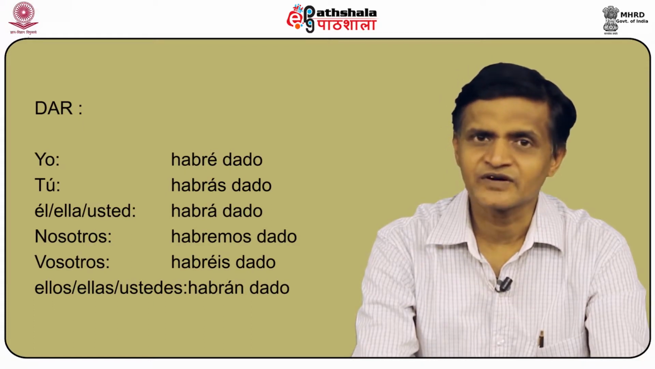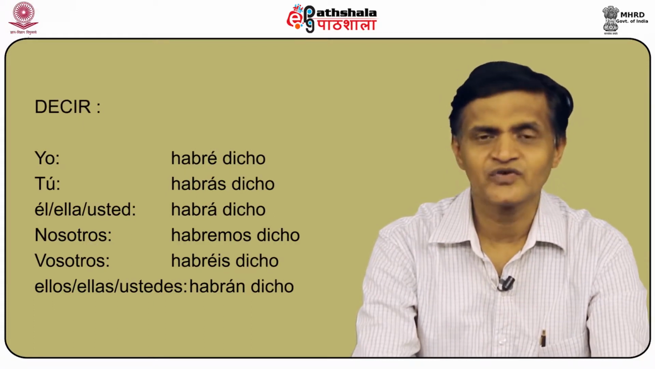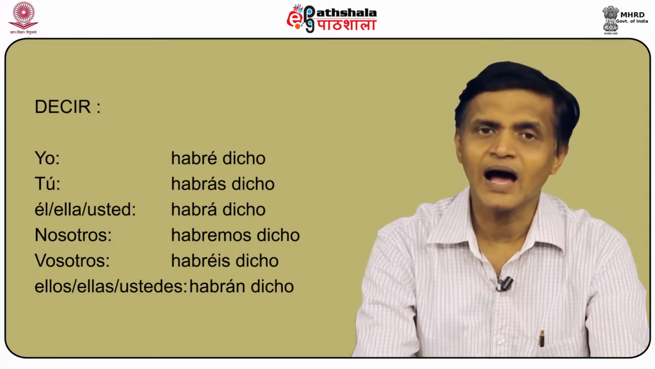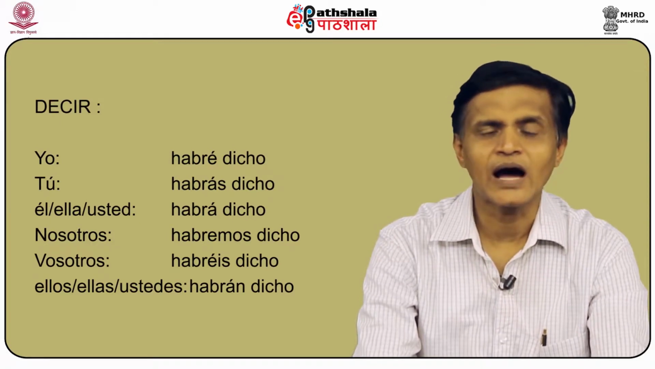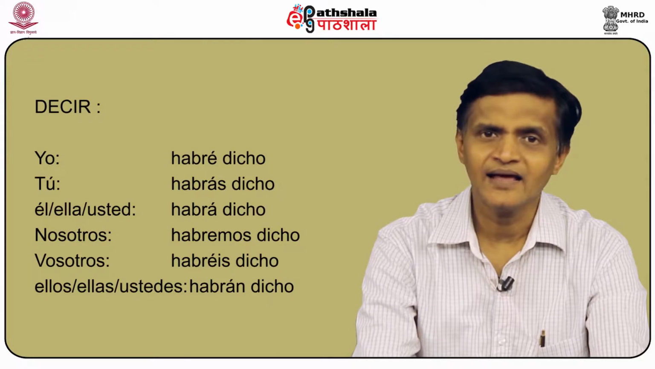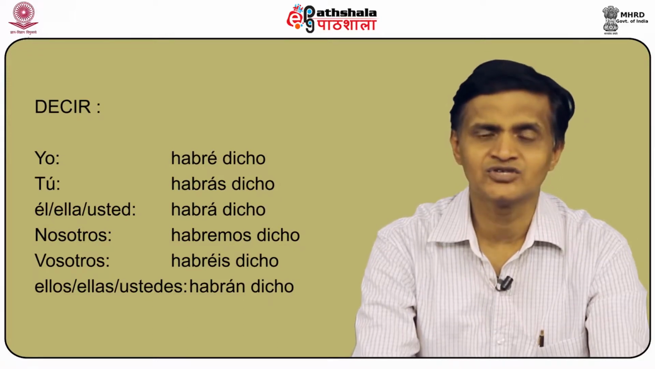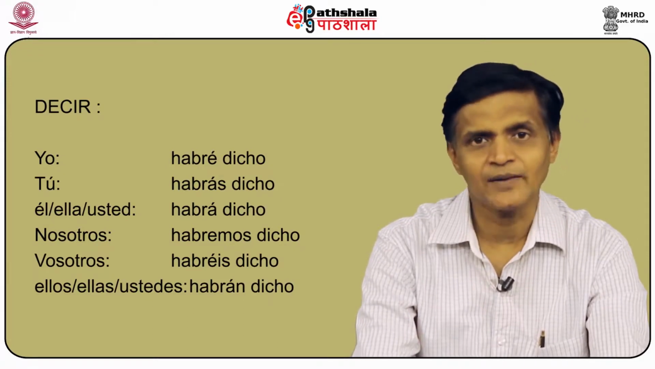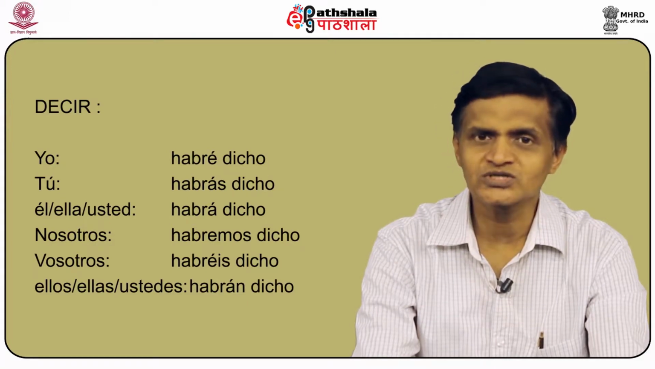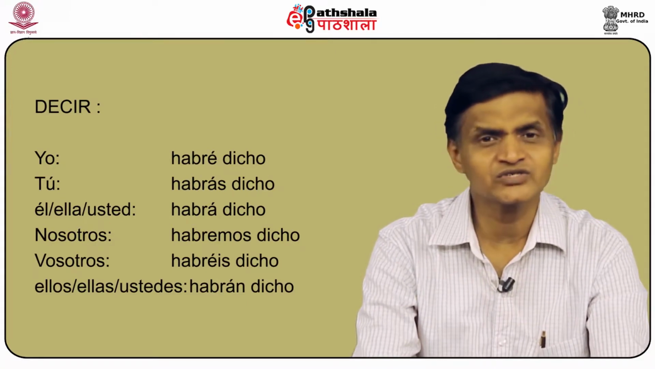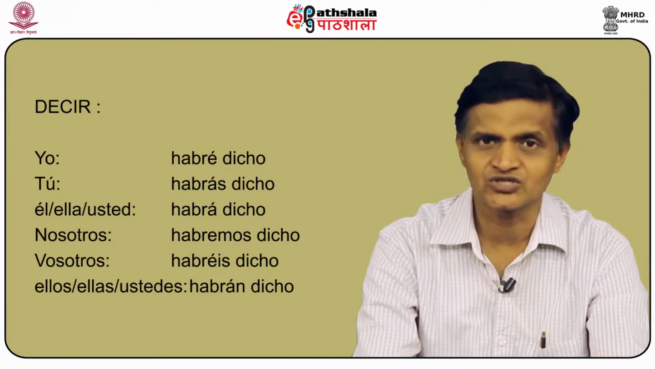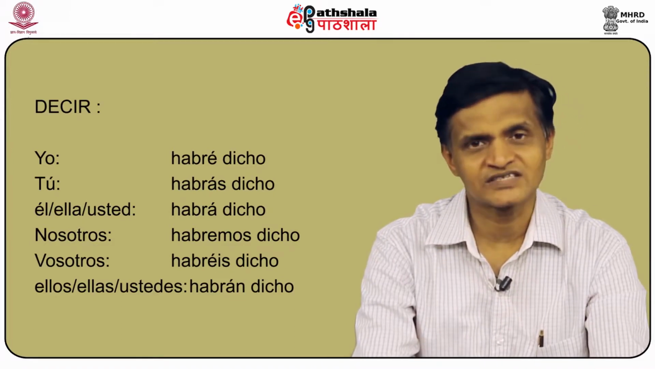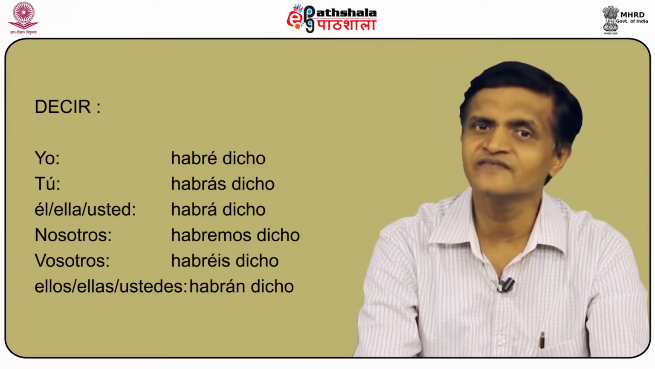Let us pick up another verb like decir. So for decir we have yo habré dicho, tú habrás dicho, él, ella, usted habrá dicho, nosotros habremos dicho, vosotros habréis dicho, ellos, ellas, ustedes habrán dicho. I repeat, of decir, it is irregular, so you have dicho.